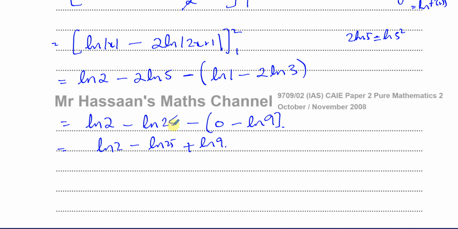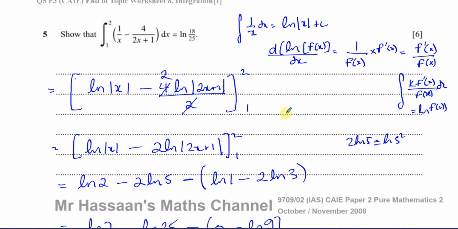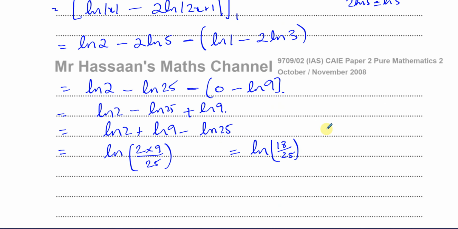So ln of 2 minus ln of 25 plus ln of 9, which we can think of as ln of 2 plus the ln of 9 minus the ln of 25. You can be very careful here, minus and minus is plus. I almost slipped up there. That gives you the ln of, if we use the laws of logarithms, these two will be multiplied. So you have 2 times 9, and this will be divided because of the division law. So we end up with the ln of 2 times 9 over 25, which is equal to the ln of 18 over 25, which is what we had to prove. Okay, so there we have the answer.